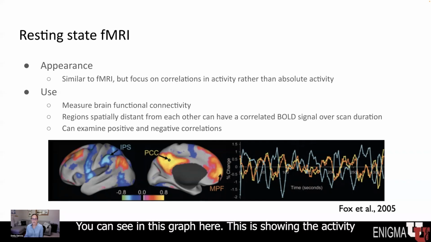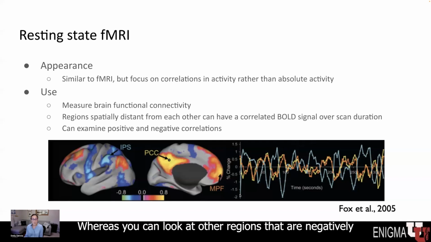So you can see in this graph here, this is showing the activity of these various brain regions over the 5-minute scan. And our seed region, the posterior cingulate cortex, is in yellow. And the other region that we found to be highly correlated with it, the medial prefrontal cortex, in orange. And you can see over the 5-minute scan that these two correlate very well. When they fluctuate up together, and down and up and down together.